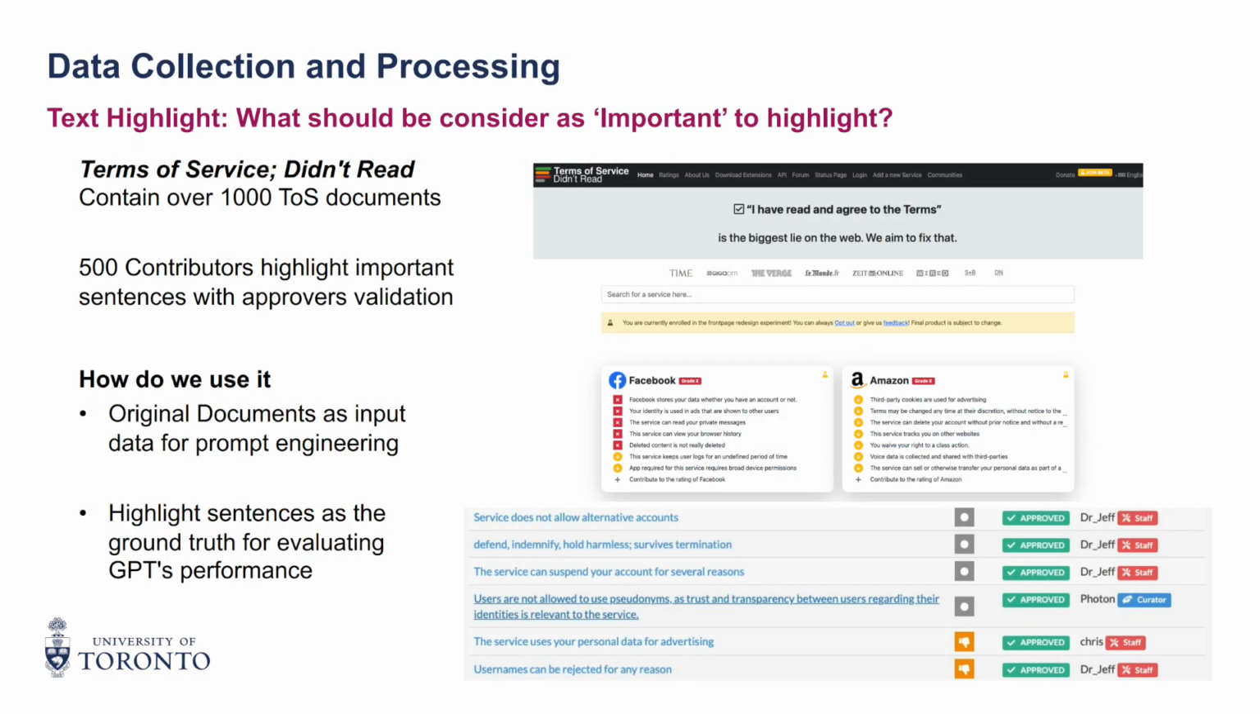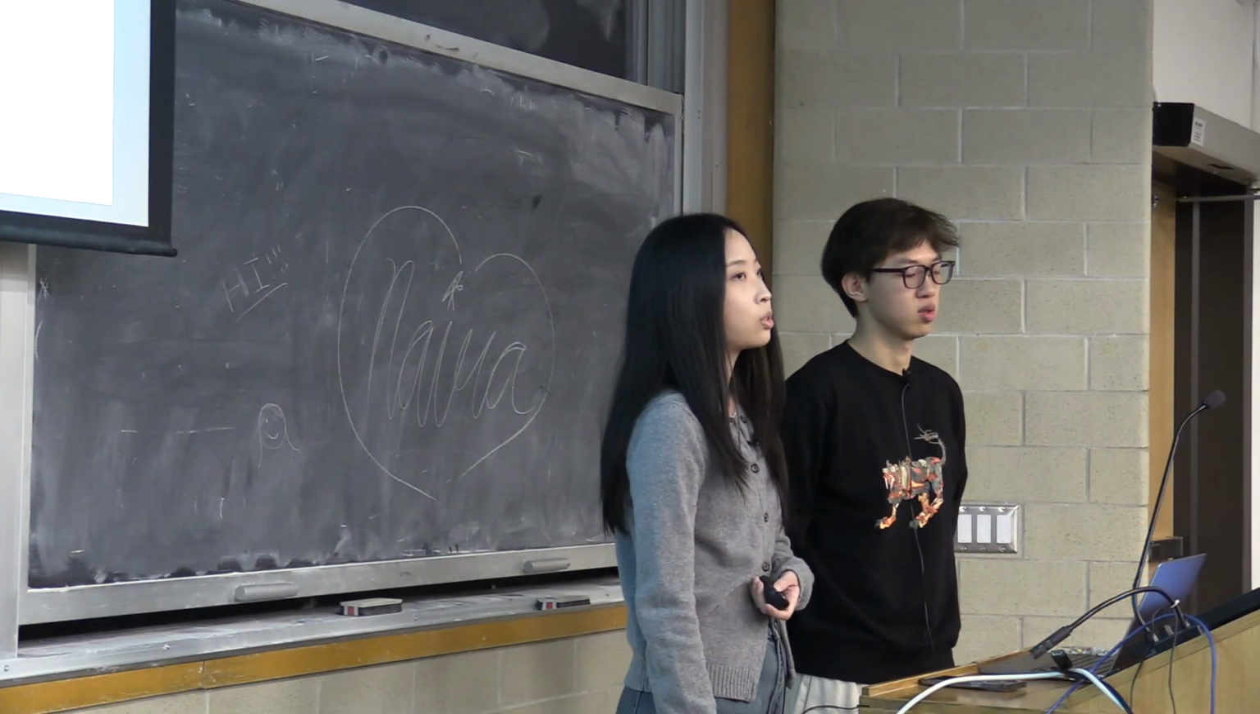We use two datasets for our project. The first dataset is used for text highlight, and it's adapted from the website called Terms of Service Didn't Read that contains over 1,000 ToS documents. There are contributors that can highlight important sentences with approvers' validation. We're going to use it as input data for prompt engineering and also as ground truth for evaluating GPT's performance. There are two main issues with the dataset.